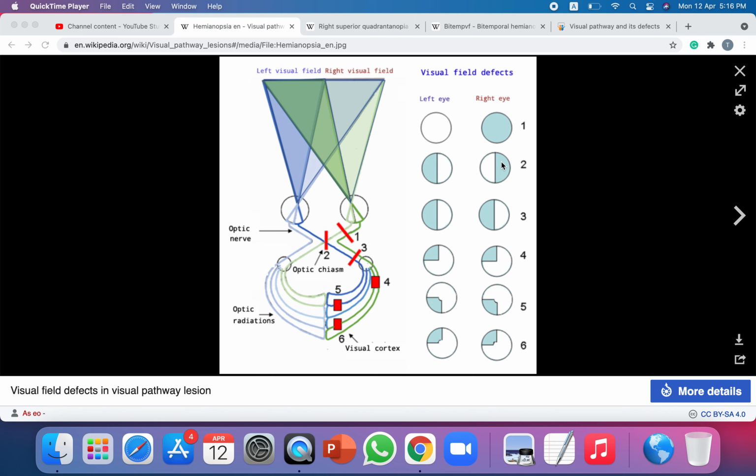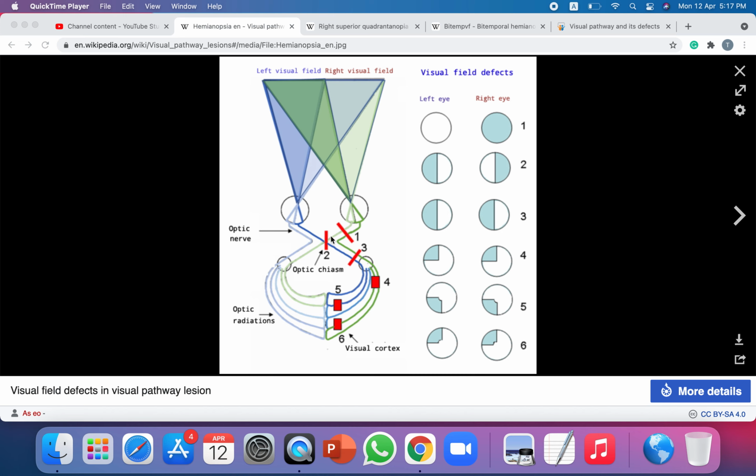Suppose, due to any cause like compression from the third ventricle, there is pressure on the lateral portion of the chiasma. Then there will be binasal hemianopia, the opposite condition. This is very rare, because bilateral third ventricle enlargement is very rare. Bilateral lateral ventricle enlargement is very rare. So in a very rare situation, the lateral part of the optic chiasma can be damaged bilaterally, and there will be binasal hemianopia.